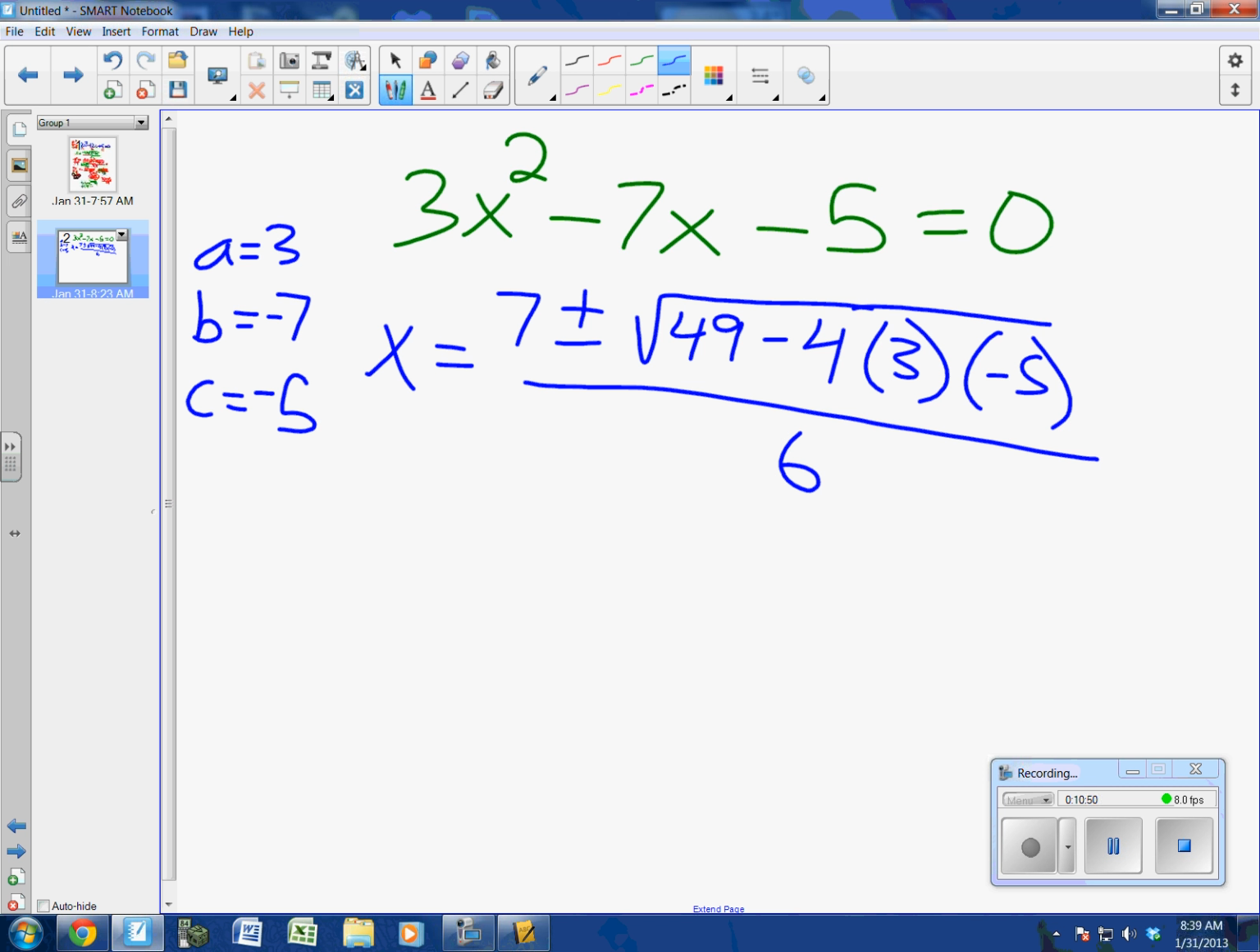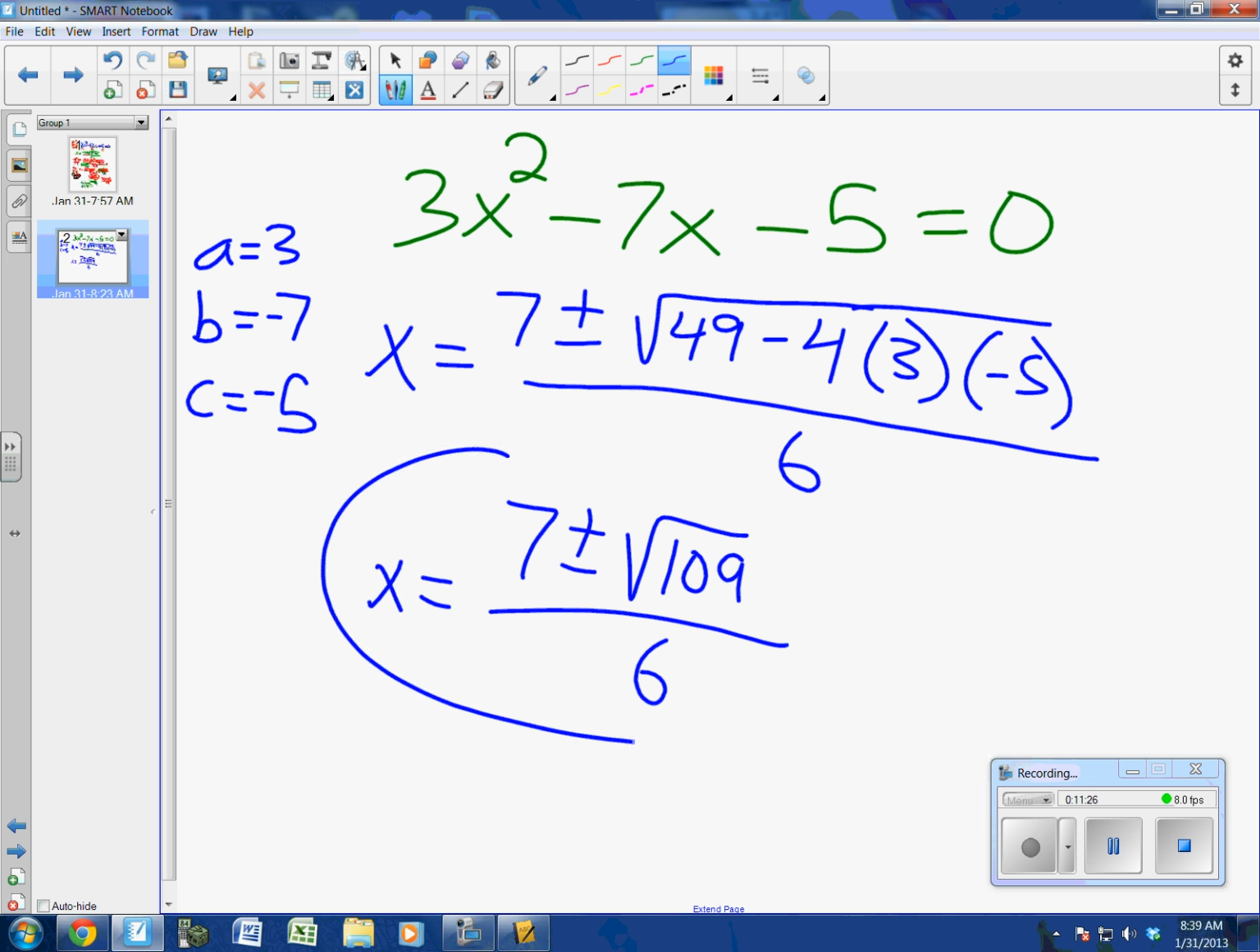We'll make that one fast. Okay, how many of you tried to do it in your head first? Good. For those of you who did, I like to forget the negative right here, and I go 4 times 3 is 12, and 12 times a negative 5 is a negative 60, right? 49 minus a negative 60 is the same thing as 49 plus 60, which is 109. All divided by 6. Since 109 won't simplify, and there's not a number in front of it, if it doesn't simplify, right? We're done. That's it. x equals, there's my 2 answers. Okay, that's all further you need to do. You don't need to find the irrational decimal unless it asks for it, okay?